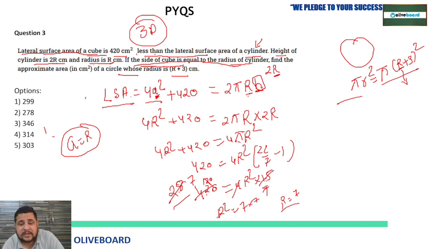One more thing, you can just multiply 15 into 4, that is 60. Now by 60 you can cancel this for 420 directly, 7 times. That approach also you can follow. That is the easiest way. Now see, we have to find the area of the circle.